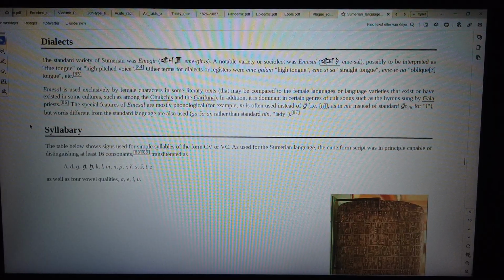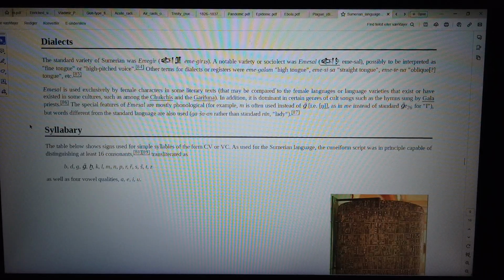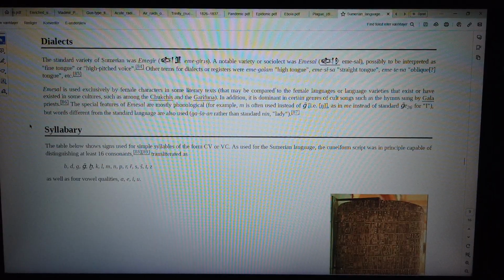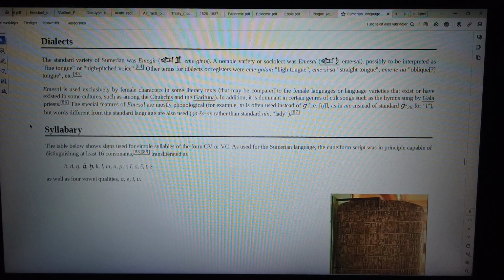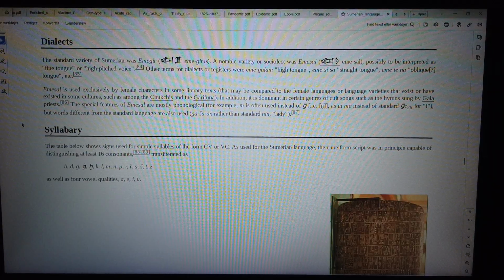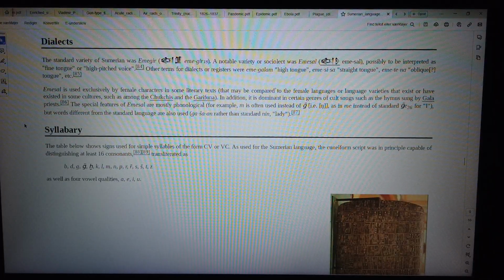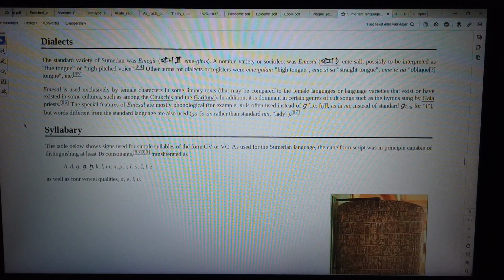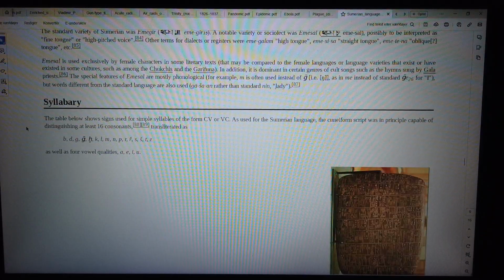Dialects. The standard variety of Sumerian was Emegir. A notable variety or sociolect was Emesal, possibly to be interpreted as fine tongue or high-pitched voice. Other terms for dialects or registers were Imgalam, high tongue, Imsisa, straight tongue, Imtena, oblique tongue, etc. Emesal is used exclusively by female characters in some literary texts, which may be compared to the female languages or language varieties that exist or have existed in some cultures, such as among the Chukchi and the Garifuna. In addition, it is dominant in certain genres of cult songs such as the hymns sung by Gala priests.